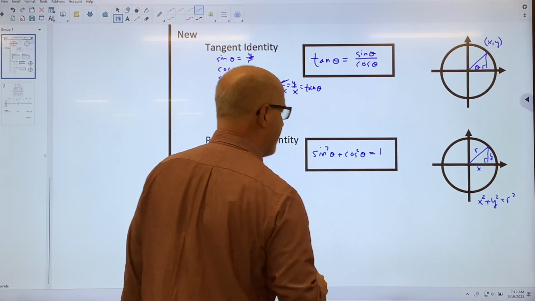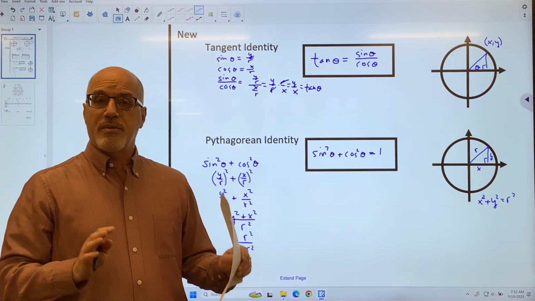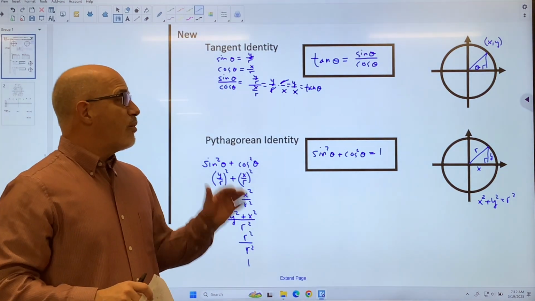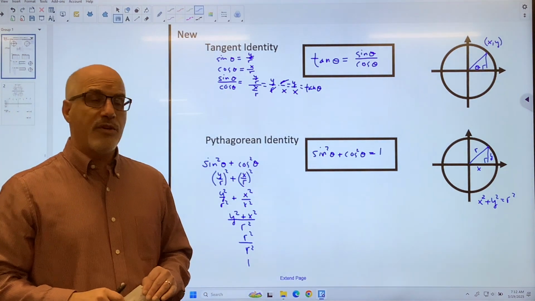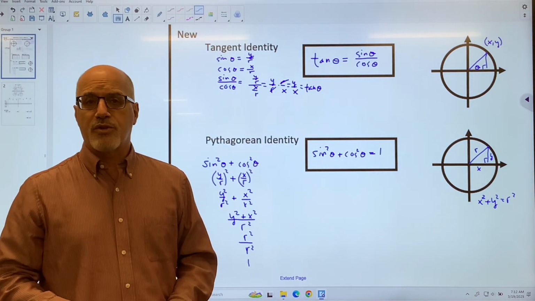So what we've done is we've looked back and reviewed some of the visuals we have for coordinate geometry and trigonometry. We've also reviewed some of the previous identities we have used, and now we've introduced two new identities we can use in trigonometry.